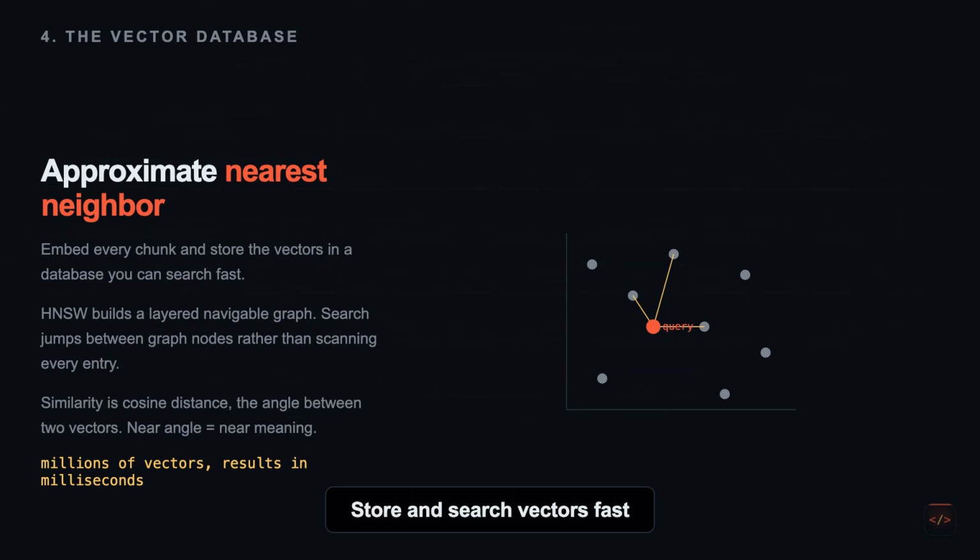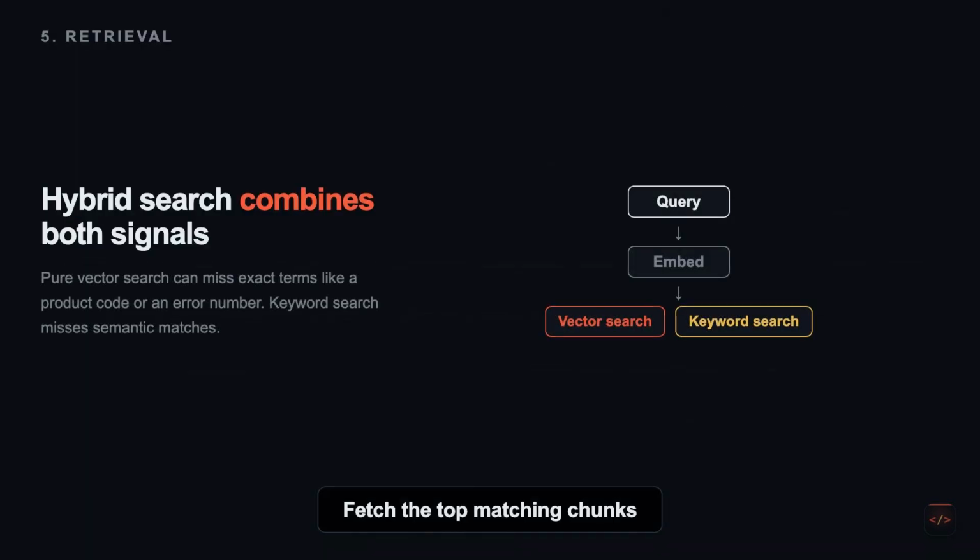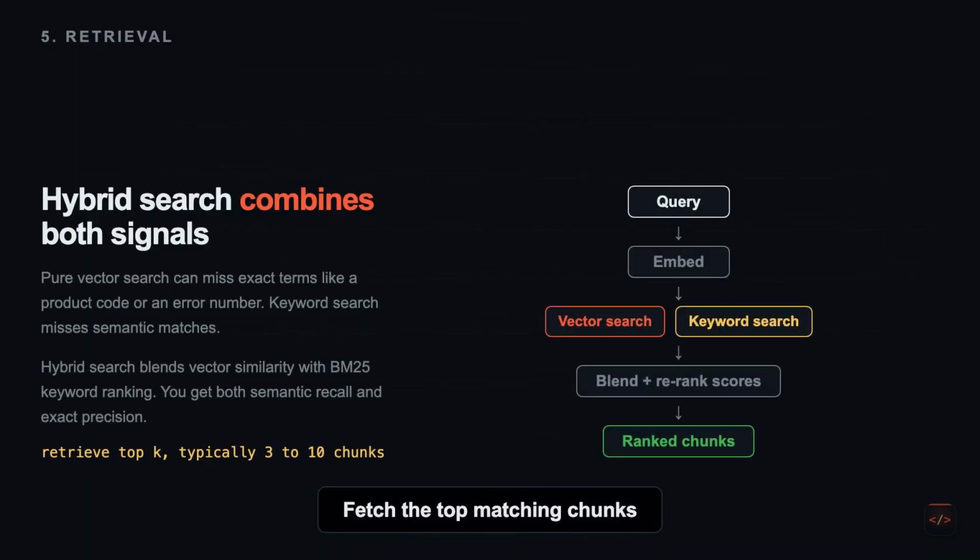Checking every vector one by one works for a few thousand chunks, but not for millions. Scaling in this format doesn't work. So vector databases use approximate nearest neighbor search with index structures like HNSW that build a navigable graph of vectors. You trade a tiny bit of accuracy for an enormous speedup, finding the closest matches in milliseconds across huge collections. Now, with the index built, retrieval is the easiest part.